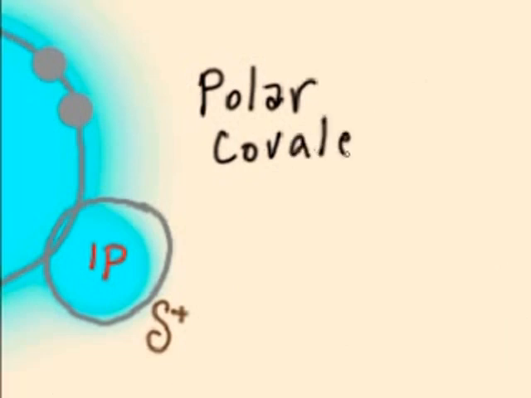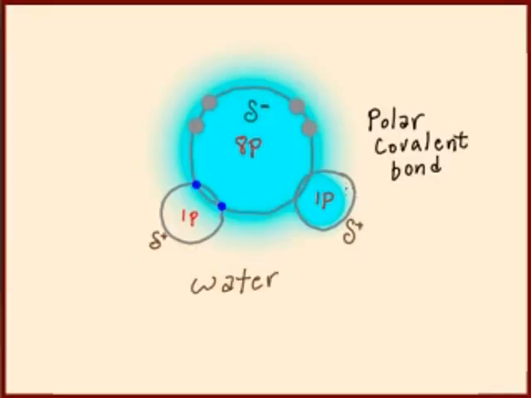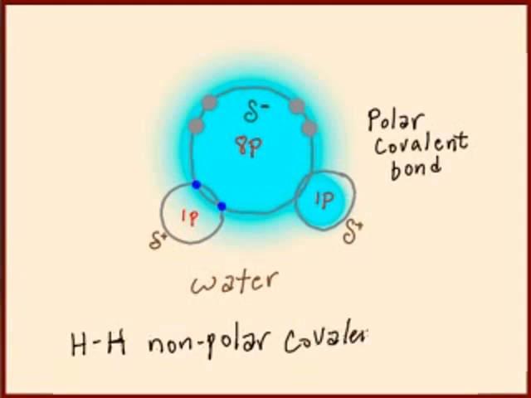Once you know what a polar covalent bond is, there's really no need to define its counterpart, the nonpolar covalent bond, because all others are nonpolar. For example, if you have hydrogen bonded to hydrogen, of course, since these are the same atoms, there's an equal sharing of the electrons, and so this is a nonpolar covalent bond.